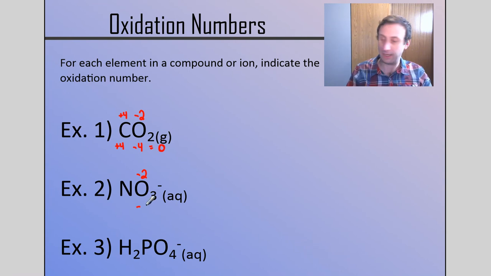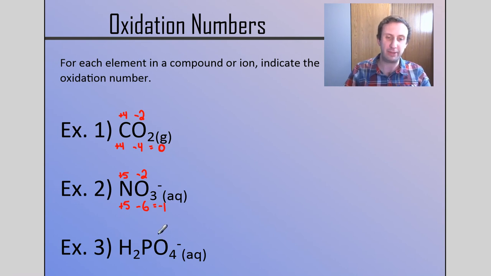-2 times 3 is -6. And then I need to get a total of -1. So in order for that to work, I would need nitrogen to be +5. So +5 minus 6 is -1, which means that because I only have one nitrogen, it would be +5 as an oxidation number.